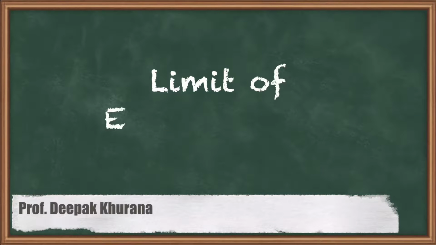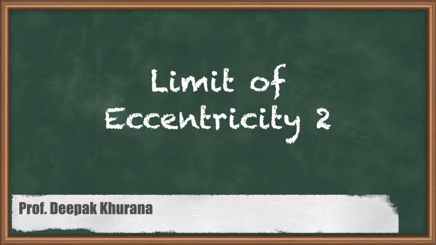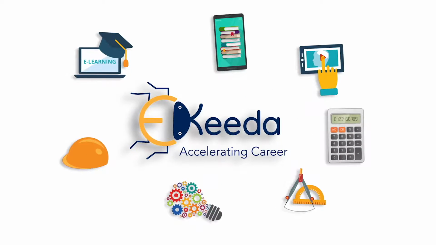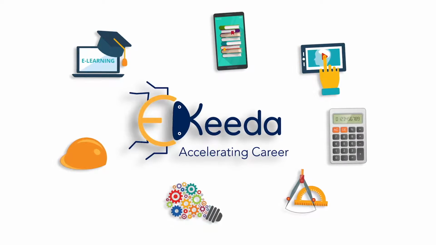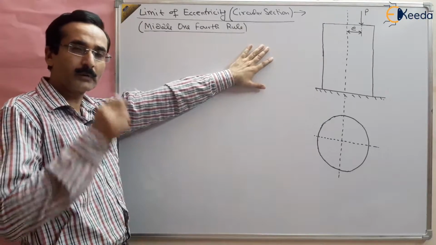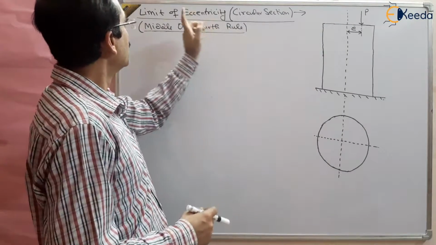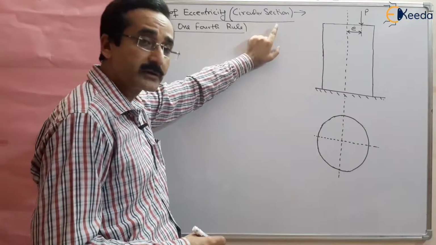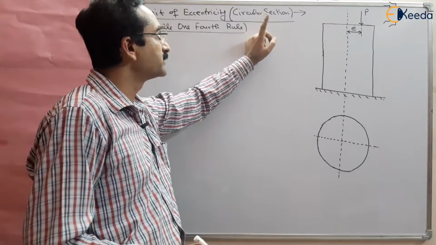Hello students, in this session we are going to study the limit of eccentricity for circular section. This is also called middle 1/4 rule. We have already studied about the limit of eccentricity for rectangular section. Now we are going to study the circular section.